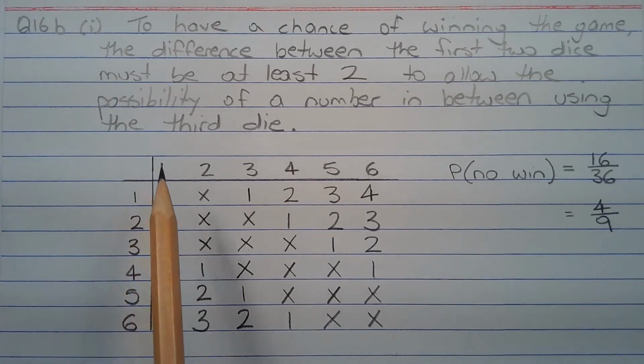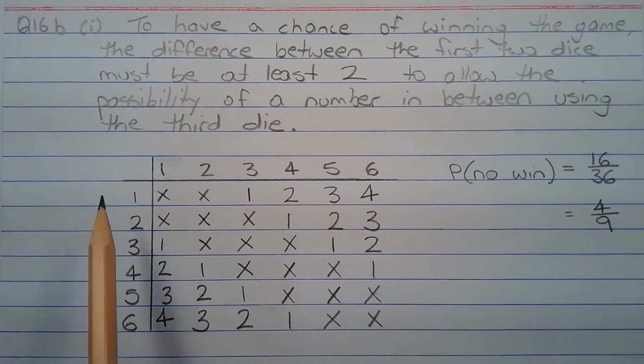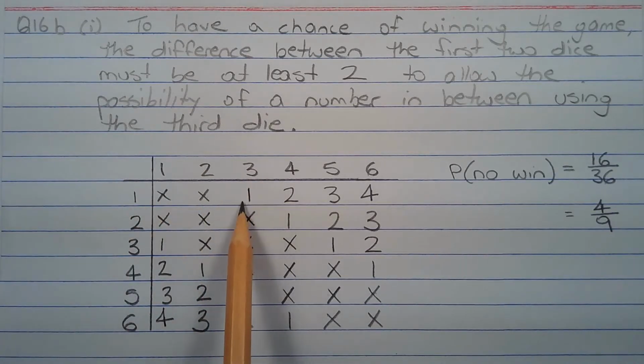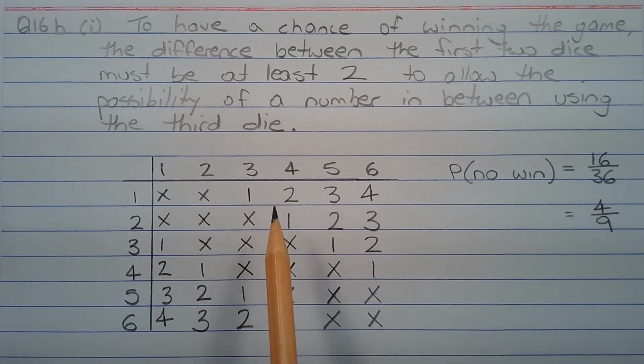If we roll a 1 and a 2, again, there are no possibilities of numbers in between. But if we roll a 1 and a 3, then there is one possibility, which is the number 2. If we roll a 1 and a 4, then we could roll a 2 or a 3 on the third die, and that gives us a chance of winning the game. So we've completed the table here.